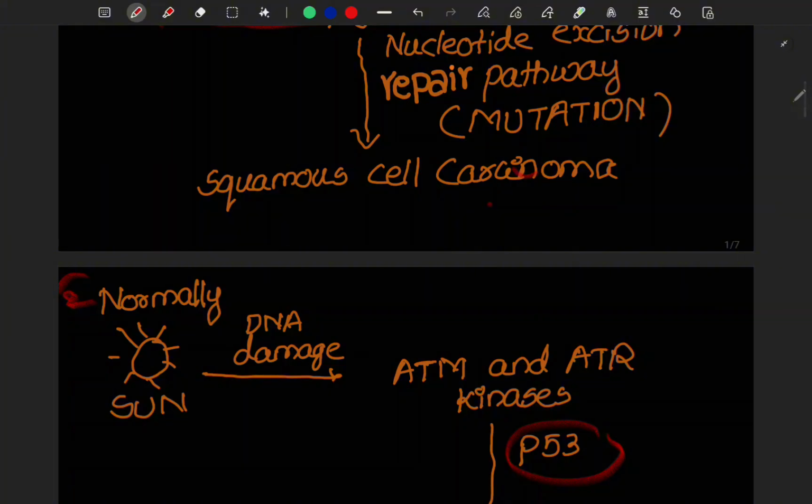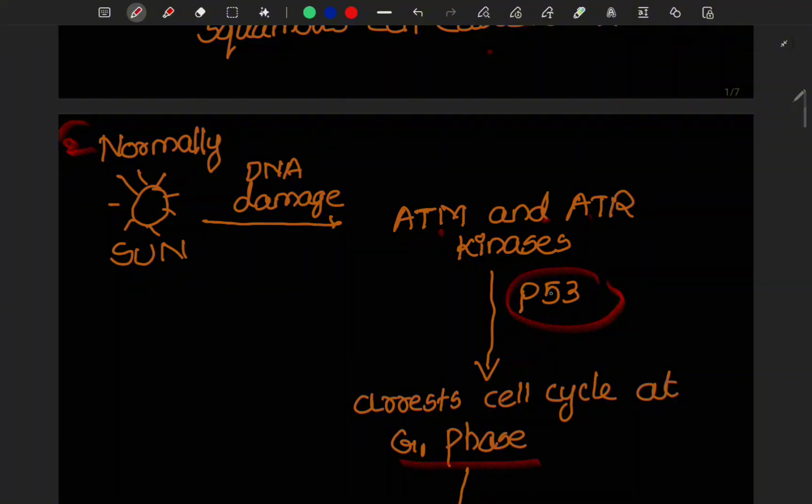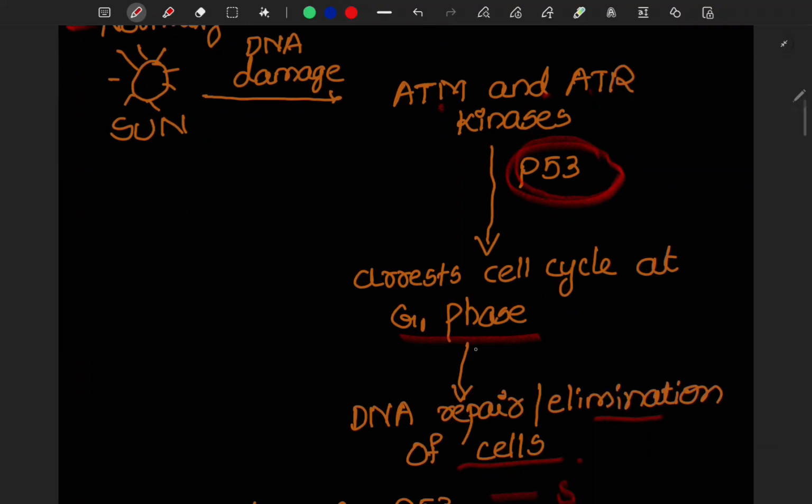Now the second genetic thing: normally, as we have learnt in the neoplasia chapter, when there is damage to DNA in sun exposed patients, the damaged DNA gives signals to ATM and ATR kinases. ATM and ATR kinases are checkpoints that give signals to the P53 gene. We all know that P53 is a tumor suppressor gene. P53 arrests the cell cycle at the G1 phase, and after arresting the cell cycle, it leads to DNA repair or elimination of the damaged cells. This is the normal process.